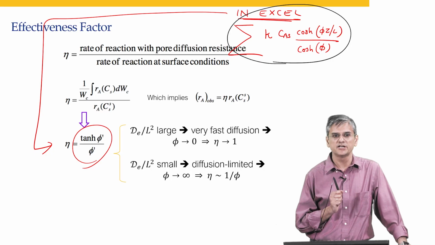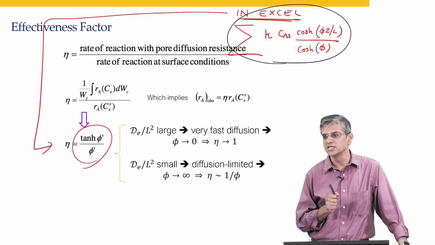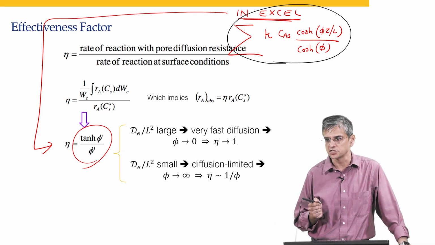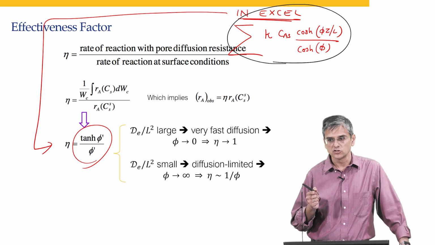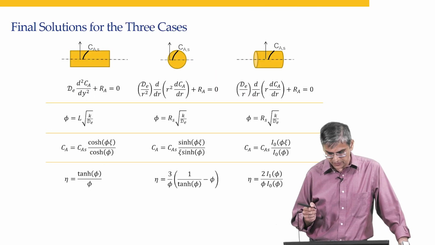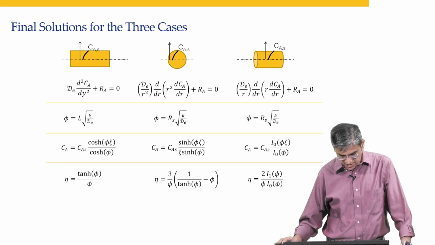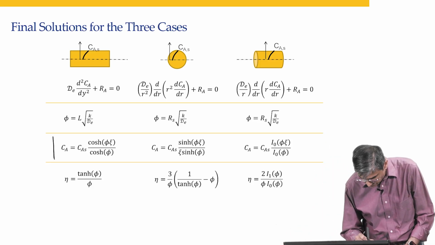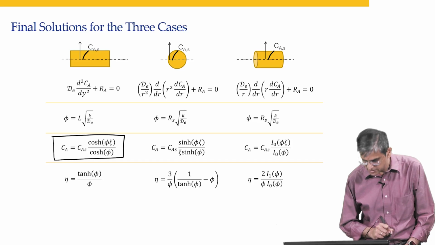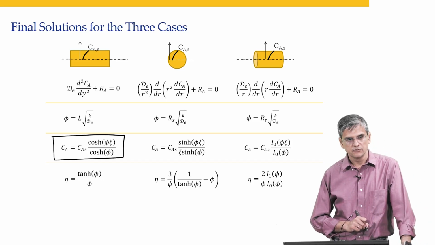I have not really taught anything new today other than how CA varies with location. Okay, to summarize, what we have done is the way CA varies with location, if it is a flat pellet, it's going to vary like this.